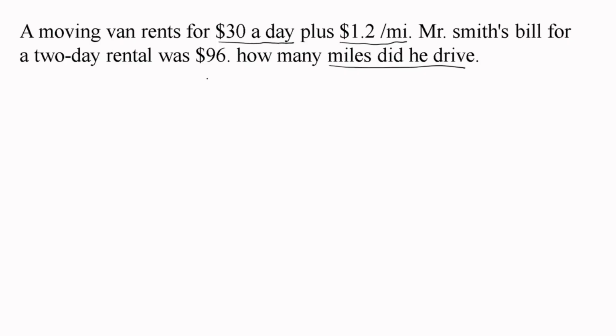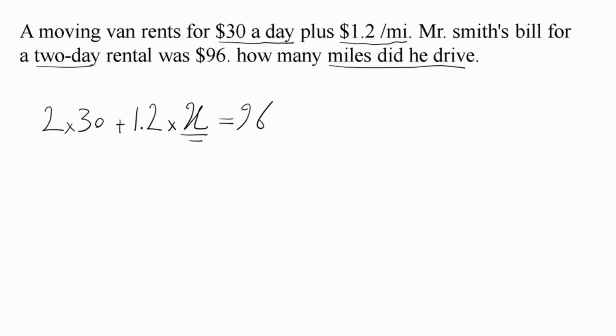Okay, for each day, the person, which is Mr. Smith in this case, must pay $30. How many days did he rent the car? 2 days. So he needs to pay 2 times 30. This is the constant cost. And for each mile that he passes, he must pay $1.2. So we are going to have 1.2 times x. What is x? X is the amount of miles that he passes during this time. And this value is equal to 96.